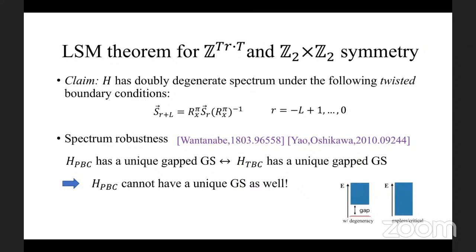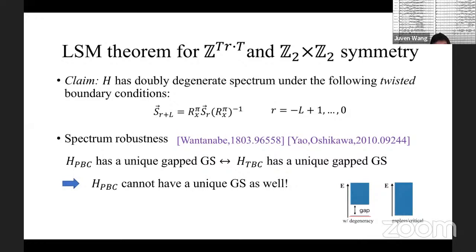Can you say a few words? How do they prove it, and what's the condition for this relation between periodic boundary and twisted boundary condition? Is there any dimension or certain dimension? You mean whether there is any dimension constraint for this spectral robustness theorem? I think there is none.